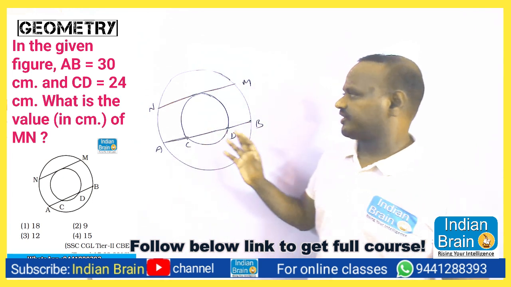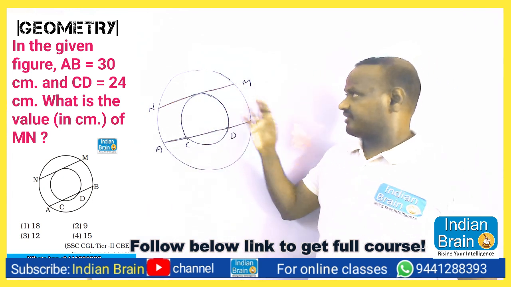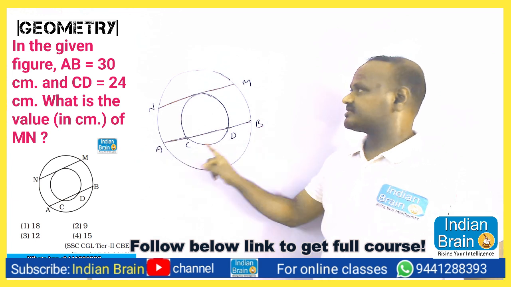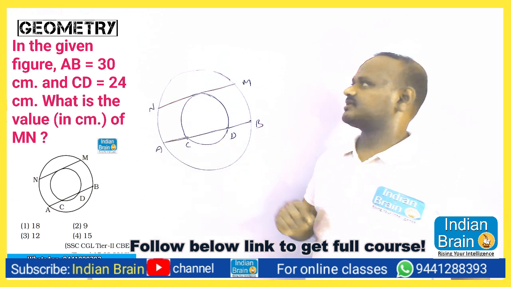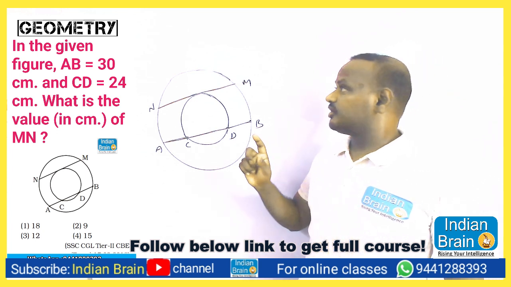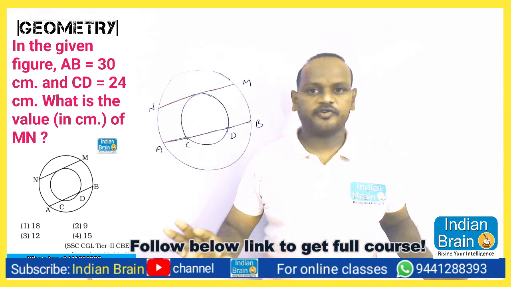My dears, observe this question. SSC-CGL, very important question. In the given figure, AB is 30 centimeters. CD is 24 centimeters. CD means the small part. What is the value of MN in centimeters? So we need to find the MN value.